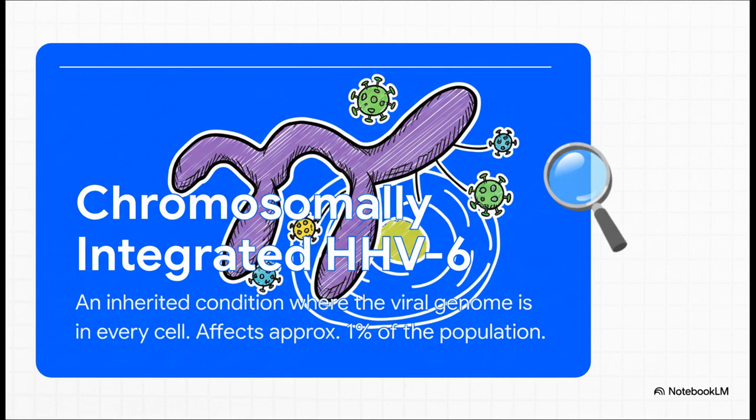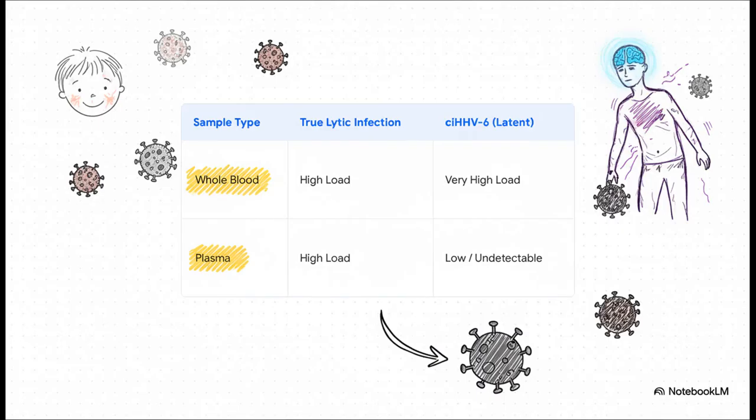Get this, for about 1% of the population, the virus isn't just hiding out in a few cells. No, its entire genome is literally stitched into the chromosomes of every single nucleated cell in their body. It's inherited. It's part of their human DNA. And that means their blood will always show a high viral load whether the virus is active or not. So how on earth do you tell the difference between a real infection and this inherited artifact?